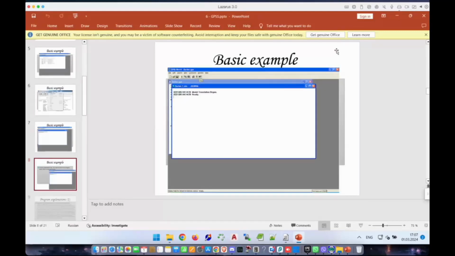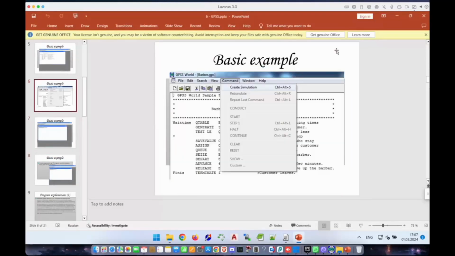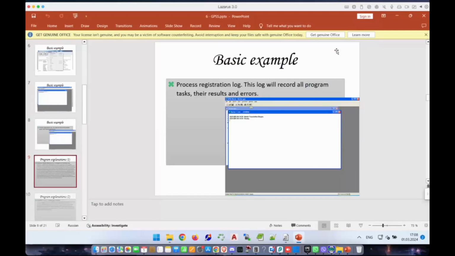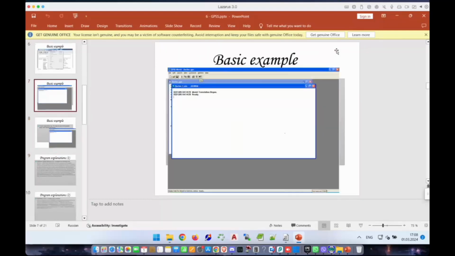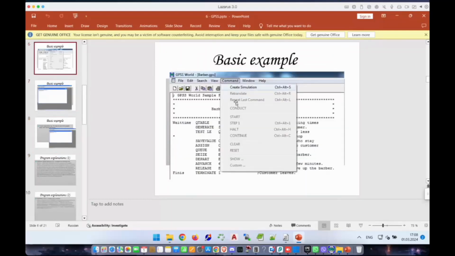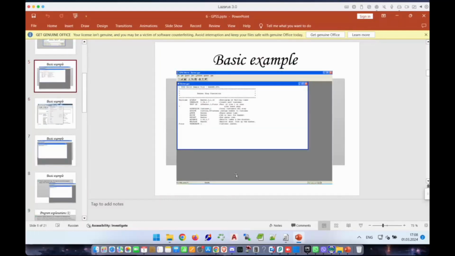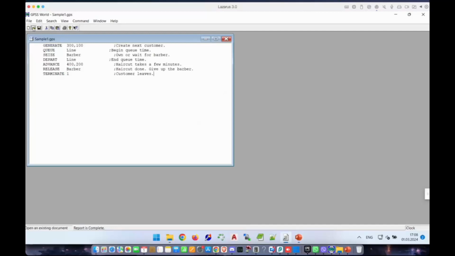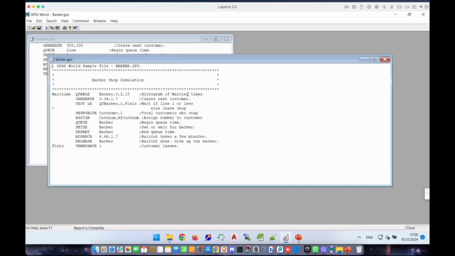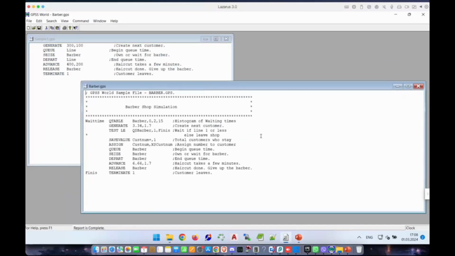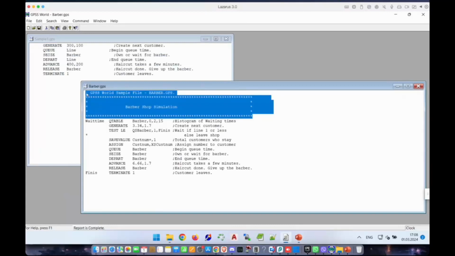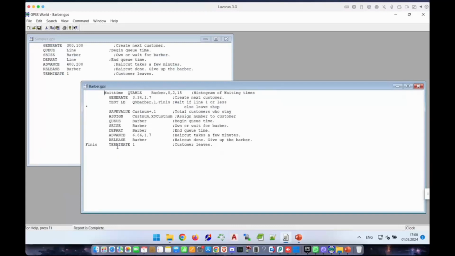And I will probably, oh, you know what? I can probably describe you the code which we have right here. So let's maybe open the barber GPS. So it's not the sample one. This solution is a bit broader. So what do we have right here?